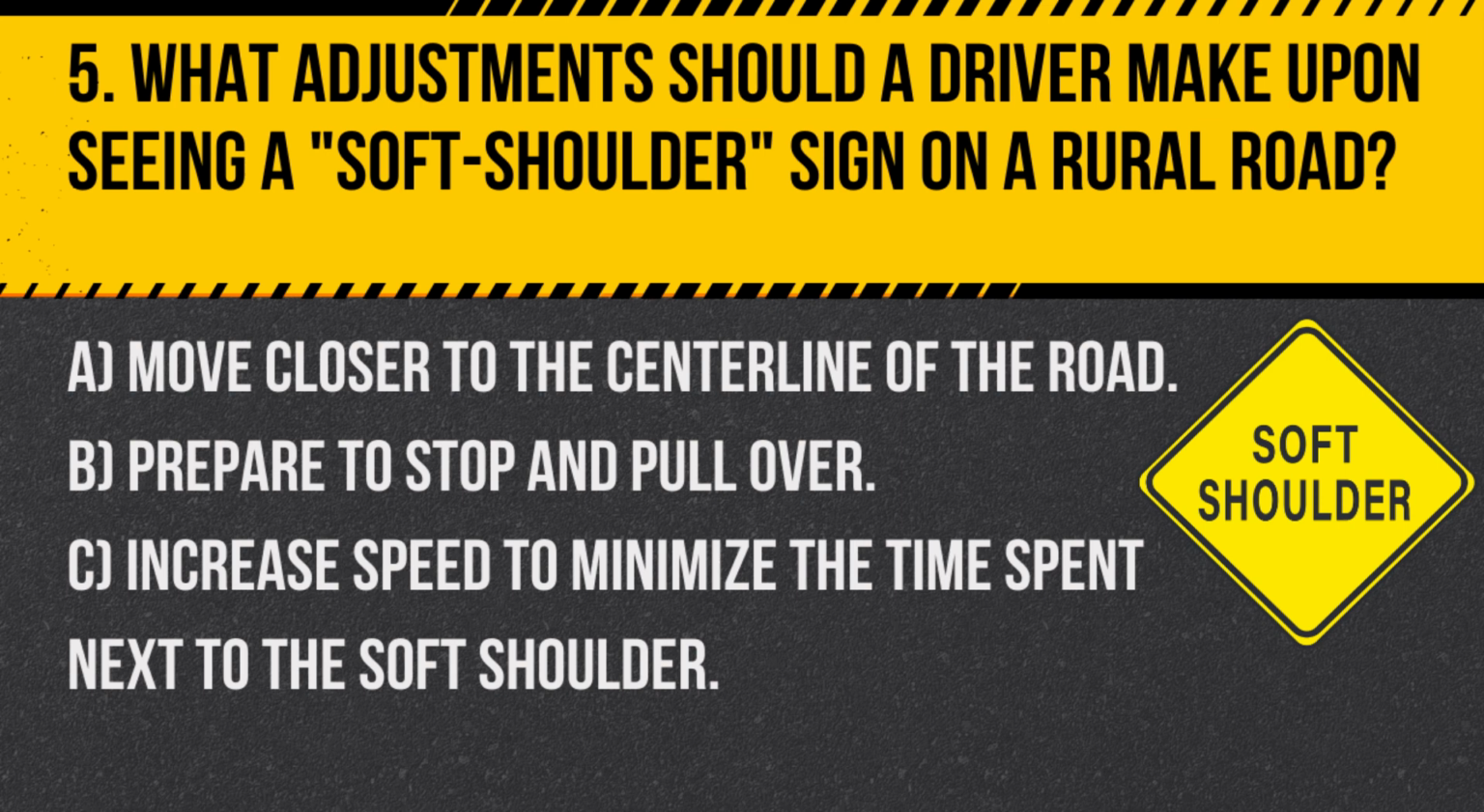A. Move closer to the center line of the road. B. Prepare to stop and pull over. C. Increase speed to minimize the time spent next to the soft shoulder.